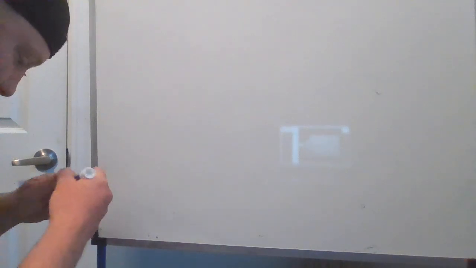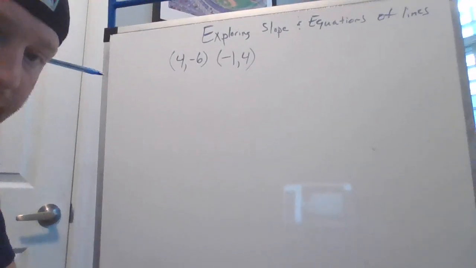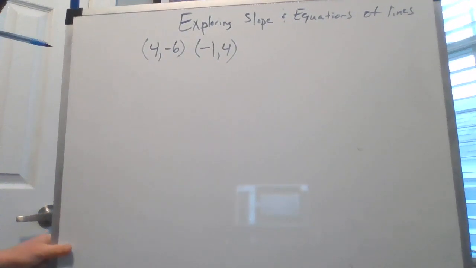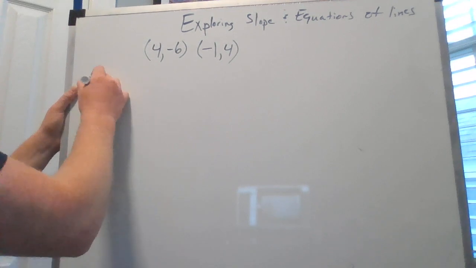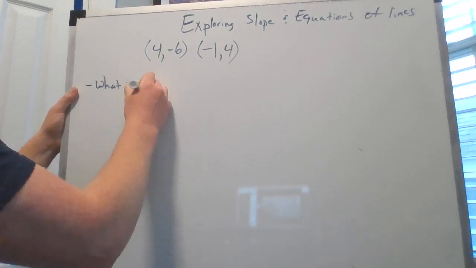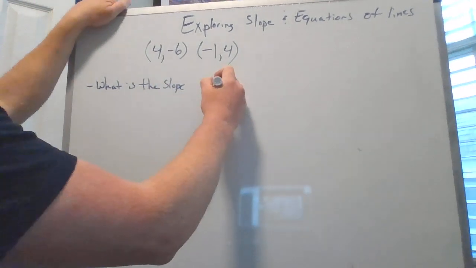So, let's say I got this right here, okay? If I got these points, 4 and negative 6, and then I also got negative 1 and 4. Can't see this, can you? There we go. So, if I got these points, I want to know what is the slope. Well, let's do it. Let's calculate the slope.